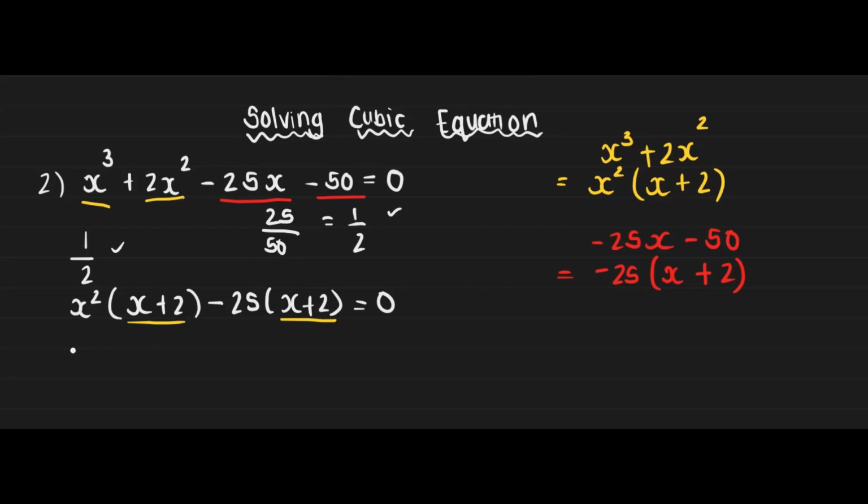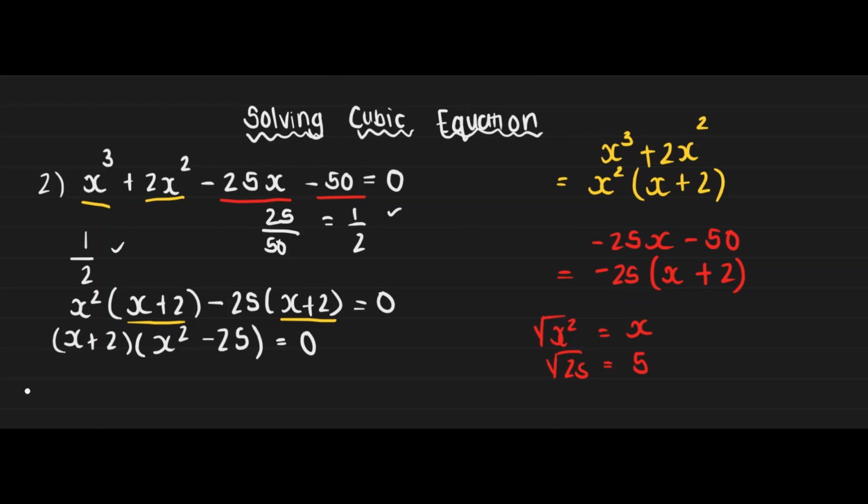So let's do that. It's going to be x plus 2 inside a bracket, open bracket. What's going to be remaining? It's going to be x squared minus 25. Close bracket is equal to 0. Then we have a difference of two squares. When we have a difference of two squares, both terms need to be perfect squares, with different signs. So let's check whether they are perfect squares. The square root of x squared gives us x. Then the square root of 25 gives us 5. So when we open two brackets, we're going to have x and 5.